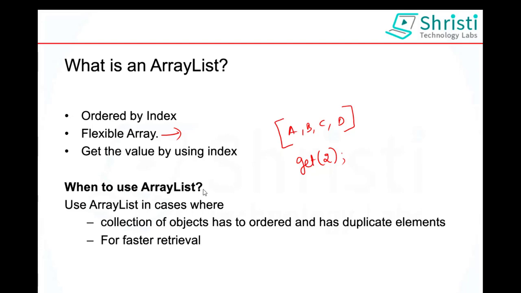Now let us see when to use array list. Assume you are having a use case where your collection of objects is having names that are repetitive and it has to be in an ordered manner. You can use array list. Array list also can be used for faster retrieval because we are retrieving it by position, that is by index.